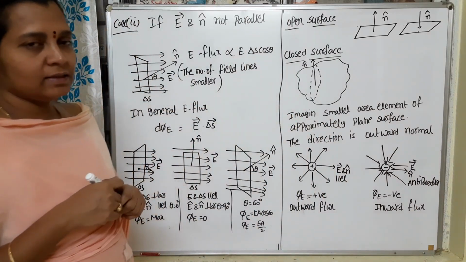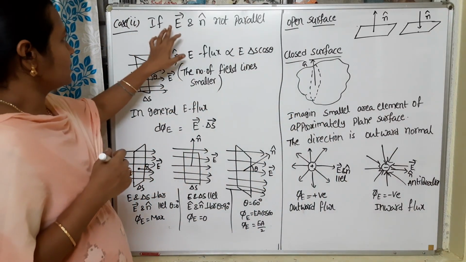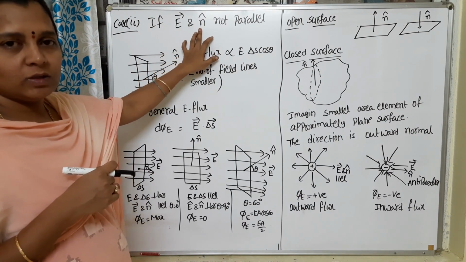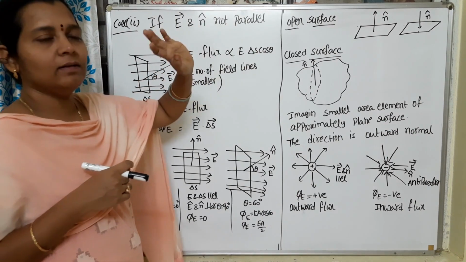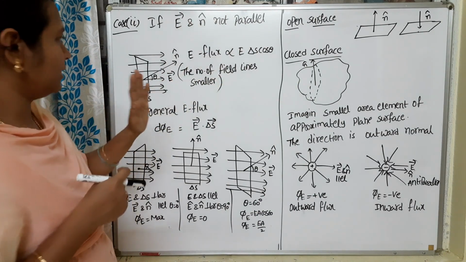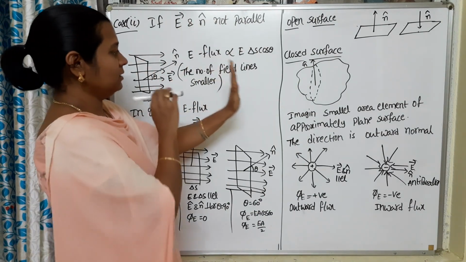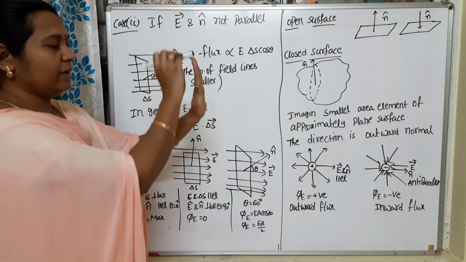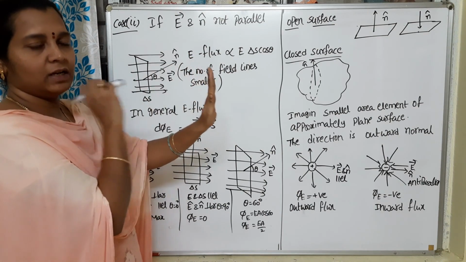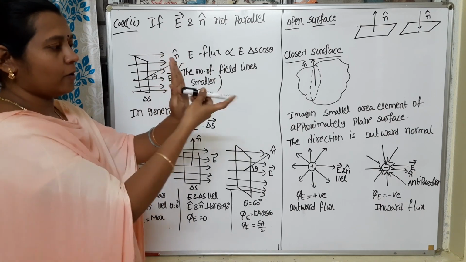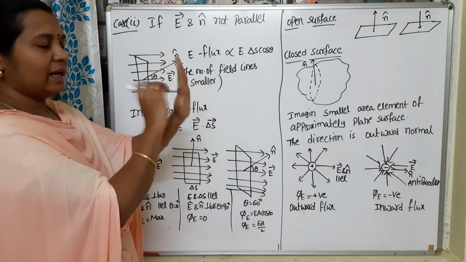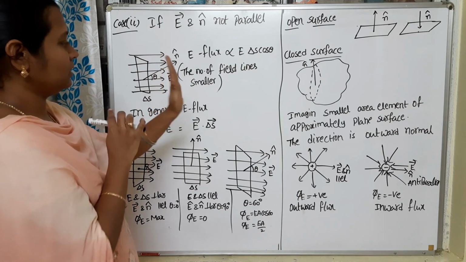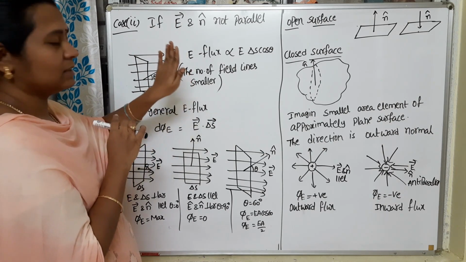Now in the second case, let us consider E bar, the electric field, and the normal drawn to the surface element. They are not parallel, but they are making some angle. That is, in the first case we considered this is the surface and this is the electric field. So the electric field and the surface element are perpendicular to each other. Now the normal drawn to the surface element and the electric field are parallel. Let us say now we have tilted. So the area element was somewhat tilted.